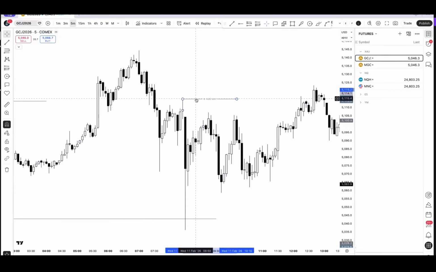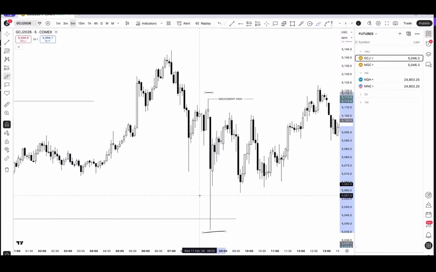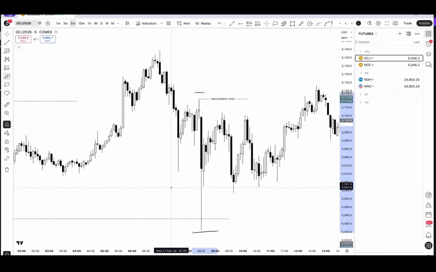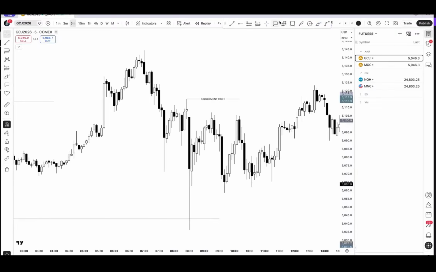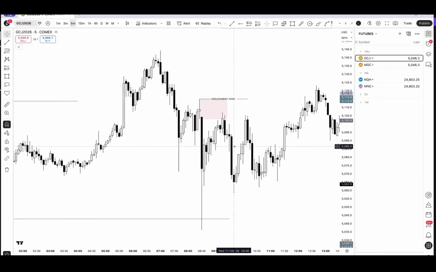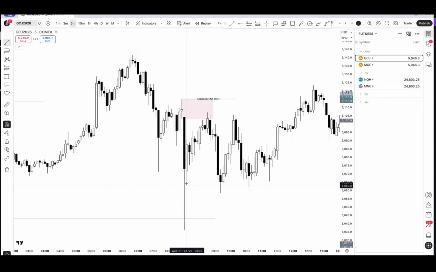But we have inducement high here. Okay, why is it inducement high? Remember, from high to low, we induce sellers. We know that. So what I like to see is price react off these areas. I like to see price react and move away. Okay, so we react and we move away. Here's what we do. We take out this low.